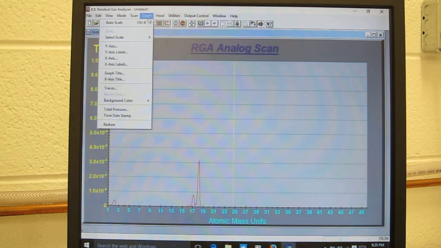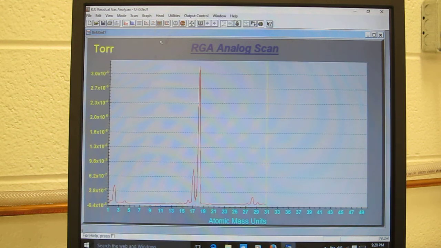If I scale the graph, you'll be able to see that the largest peak over here is in the 10 to the minus 6 pressure range, and other smaller peaks are considerably less, into the 10 to the minus 7 range. This peak over here, for example, at 2 atomic mass units, is hydrogen, or H2 gas. Hydrogen itself is actually nothing more than a proton. It's called protium. And H2 is therefore 2 atomic mass units.